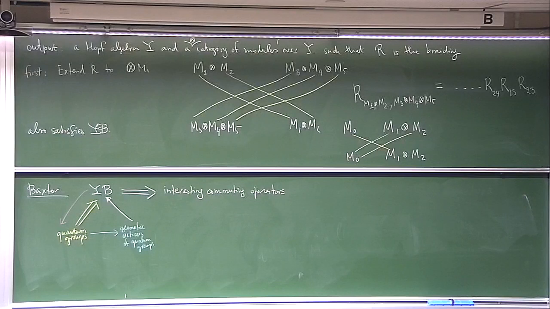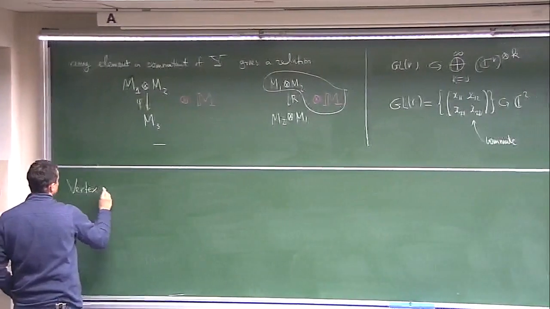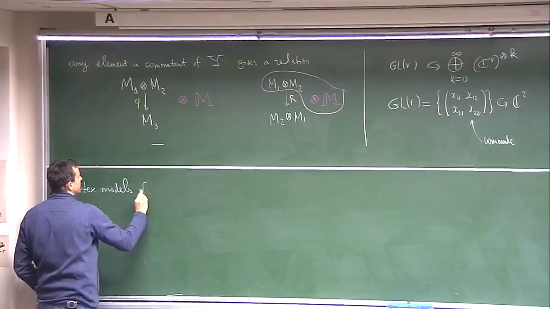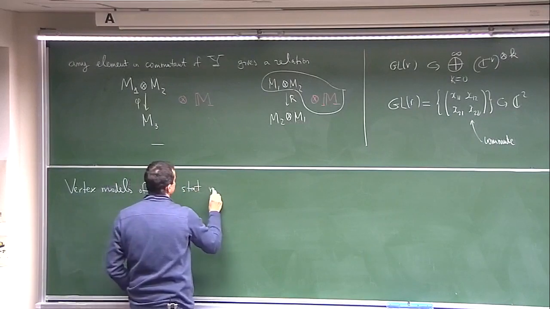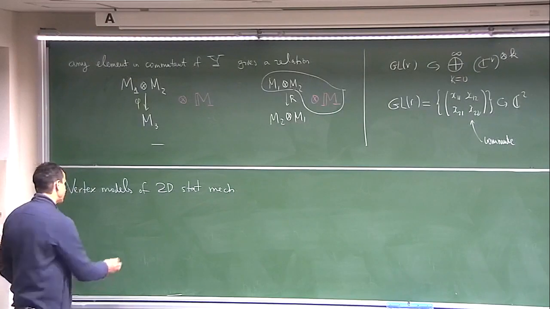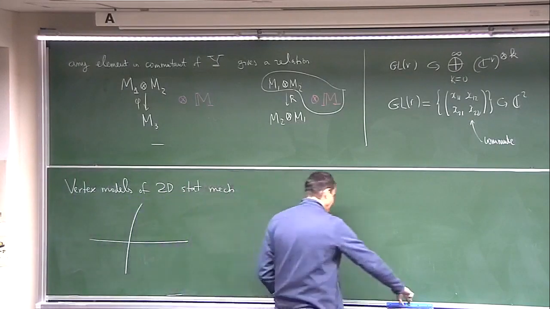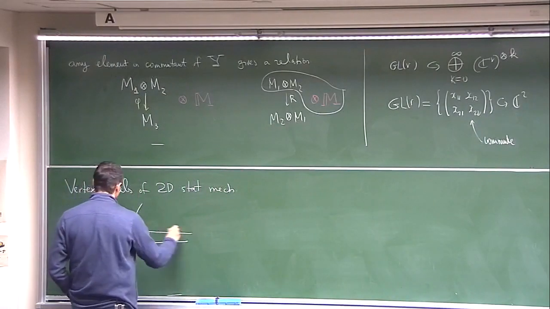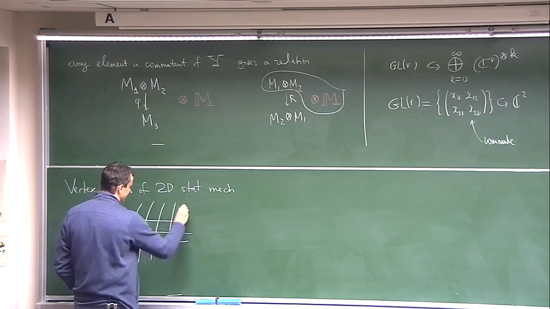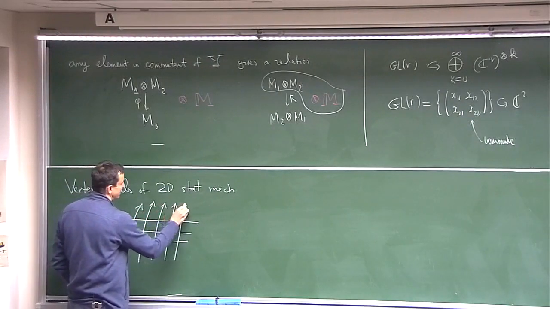in the context of vertex models, for which the spin chain is equivalent, but not the same. The vertex models of statistical mechanics. This was Baxter's main interest. So what's a vertex model? You start with some graph which looks like a regular graph, something like this. And the lines in this graph are oriented. This is important.